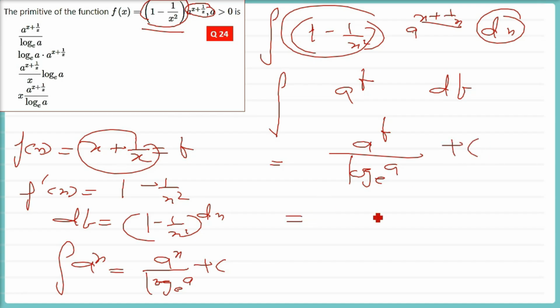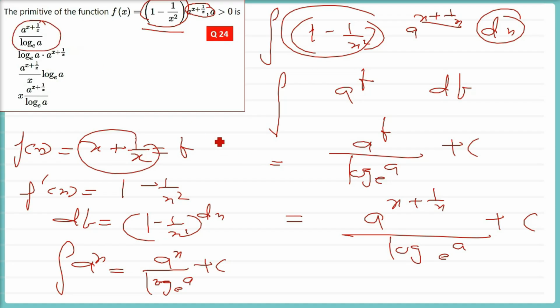Only one thing is remaining: t has to be replaced by x plus 1 by x in the final result. A raised (x plus 1 by x), log a in the denominator. Match it and you'll see that there is no x here. Only the first one is the correct one. Alright, so this is your final result.